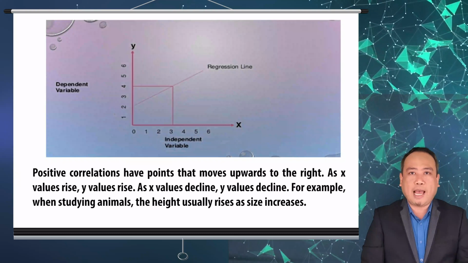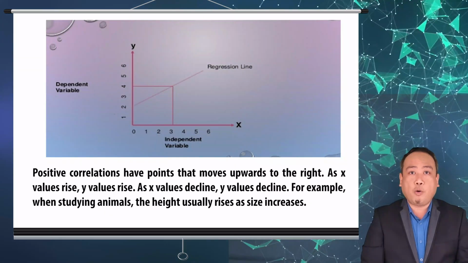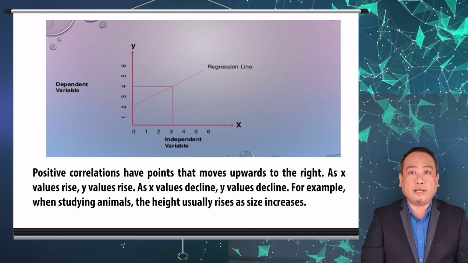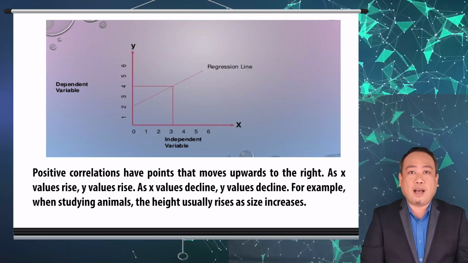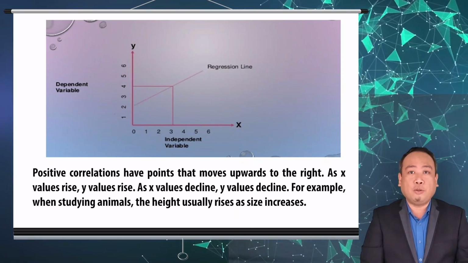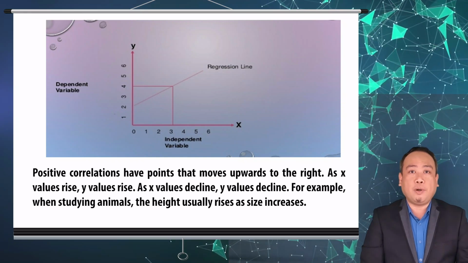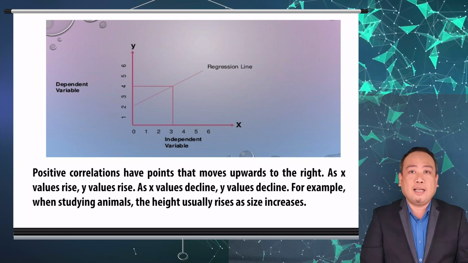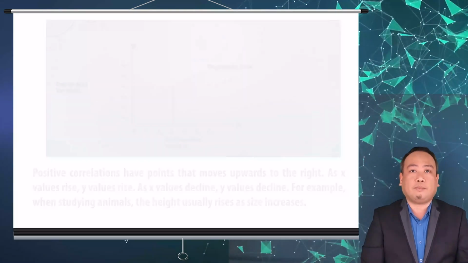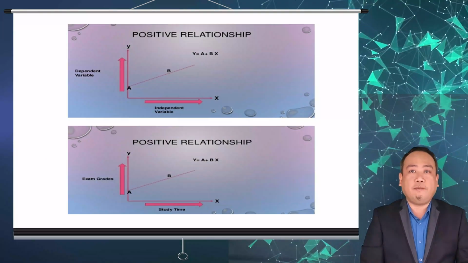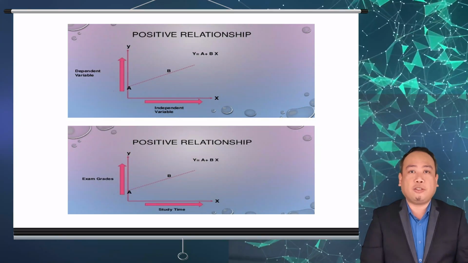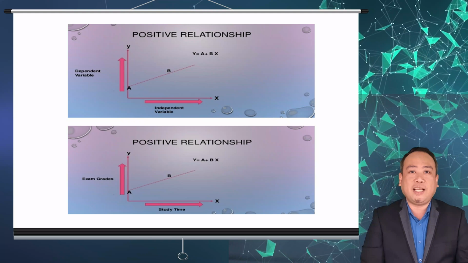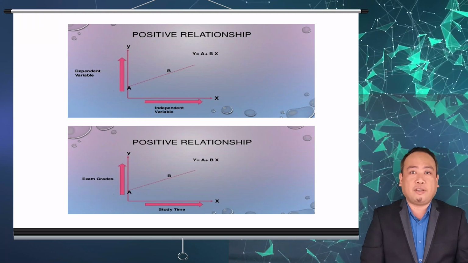Positive correlations have points that move upward to the right. As x values rise, y values rise as well. As x values decline, y values also decline. For example, when studying animals, the height usually rises as size increases. Negative correlation is an association between two variables in which as one variable rises, the other declines, and vice versa.